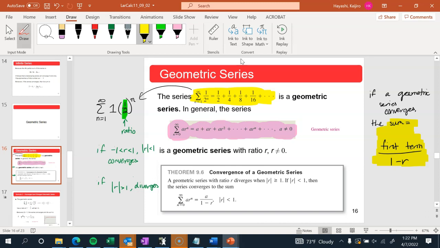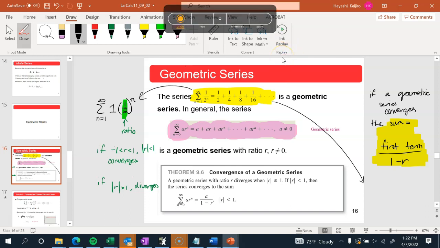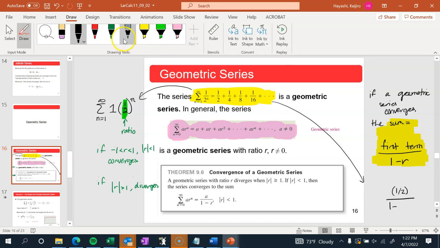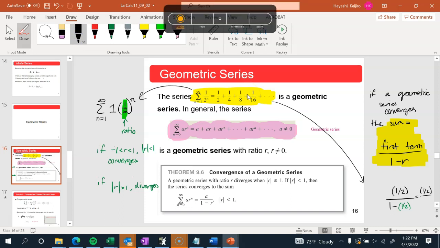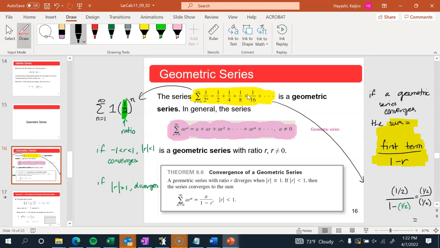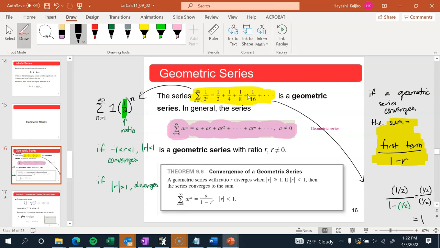So this thing right here, we know this converges to 1, but if you took it to where the first term was on top, so 1/2 over 1 minus the ratio of 1/2, that's 1/2 over 1/2, which is 1, which is the sum of the series.